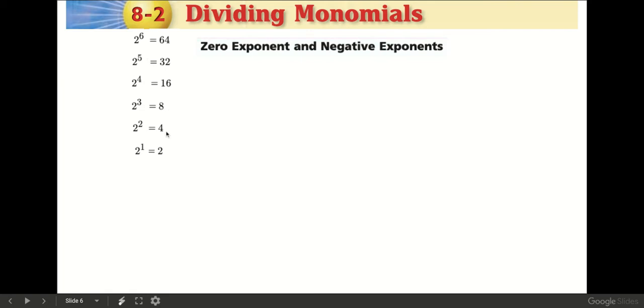8 divided by 2 is 4. 4 divided by 2 is 2. And what's 2 divided by 2? 2 divided by 2 is 1. So if I asked you, well, what's 2 to the 0 power? That's 1.